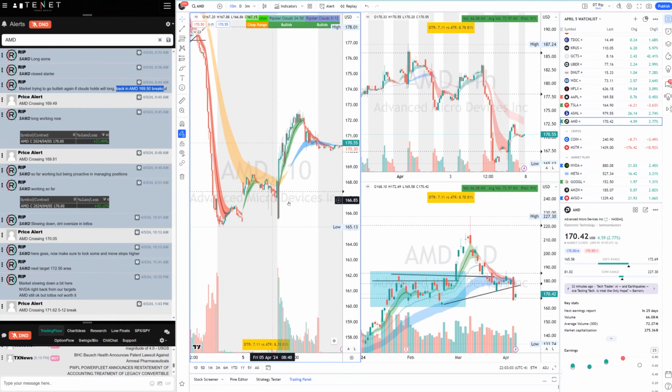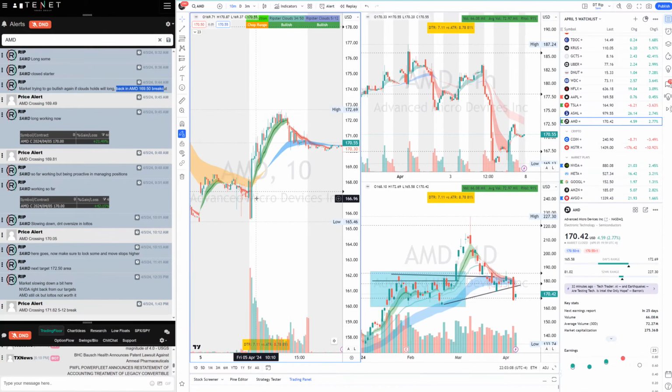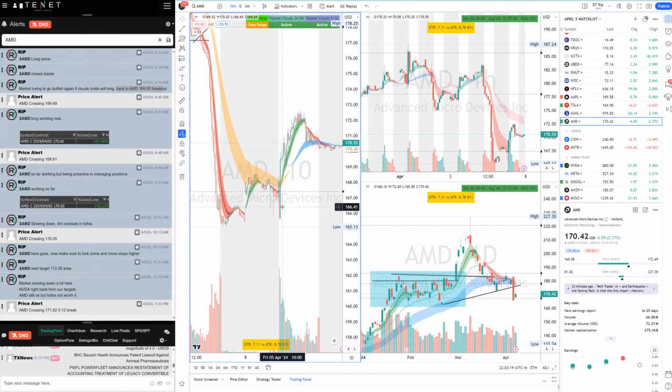So we got back in on the dip, and look at the second candle. The second candle confirmed the breakout over the pivot we had from the pre-market, and the breakout was 169.50. That's what I told everyone, and after that it started to move.